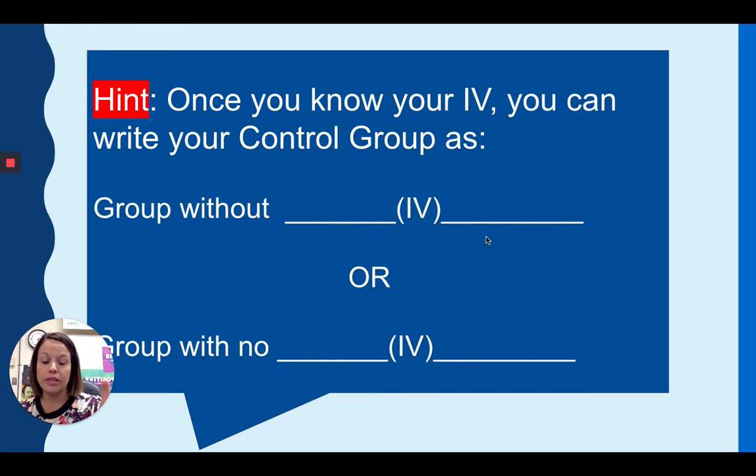So if you're trying to do that worksheet and you're like, what's control group again? Just start writing, it's the group without this, okay? The group without fertilizer, or the group that did not eat apples. It's the group where they don't do whatever your independent variable is. So that's control group. The experimental group obviously is the one that does change the IV.